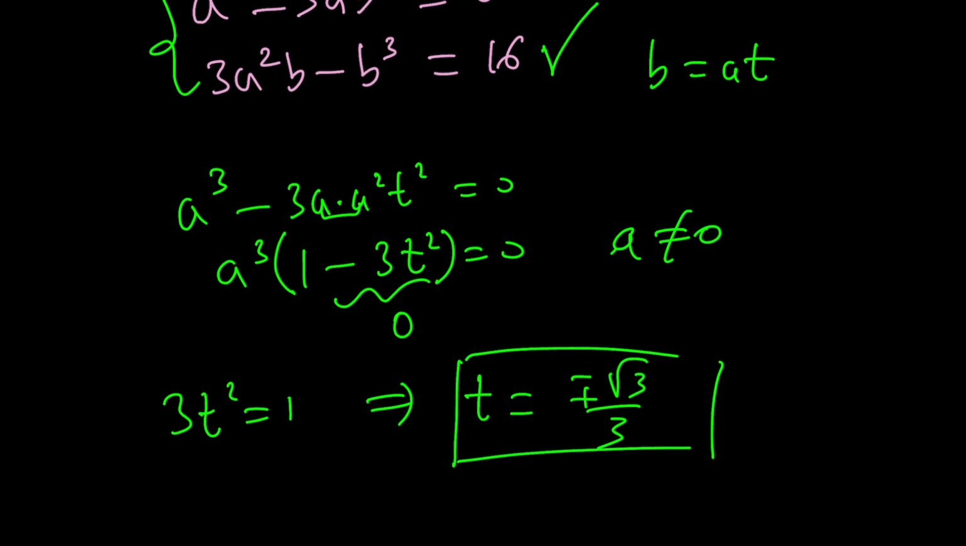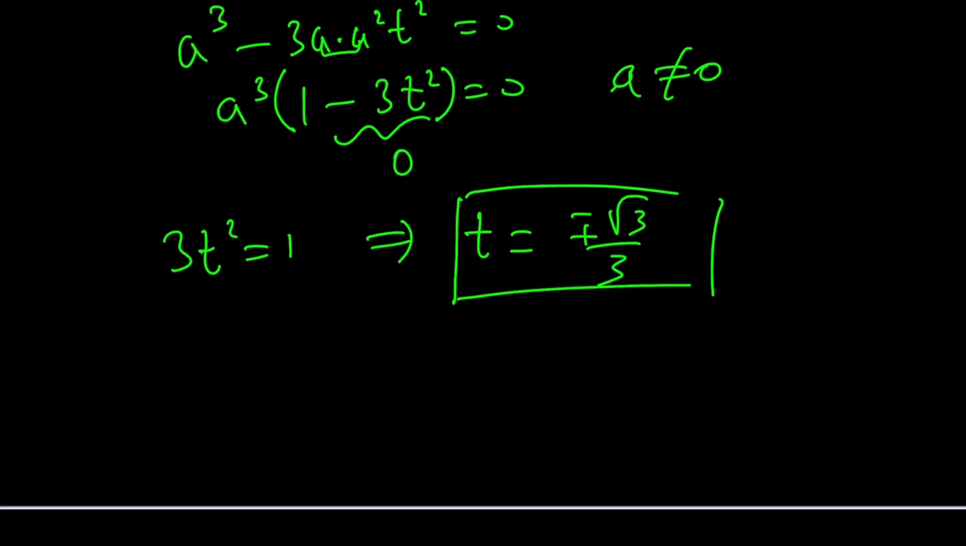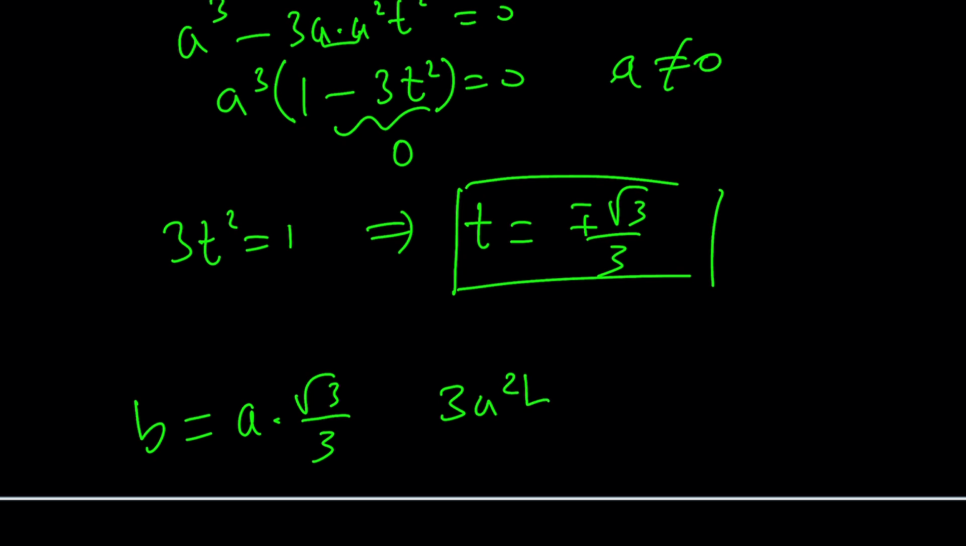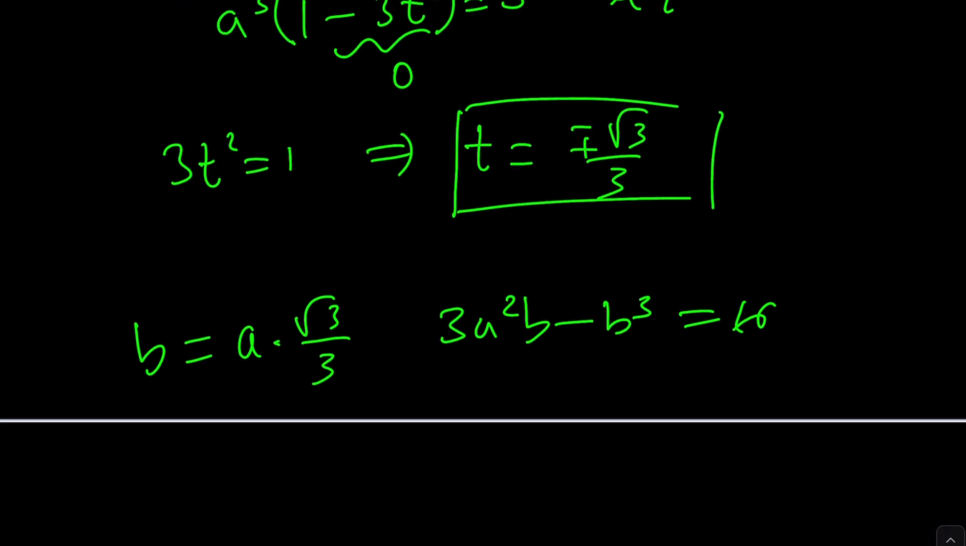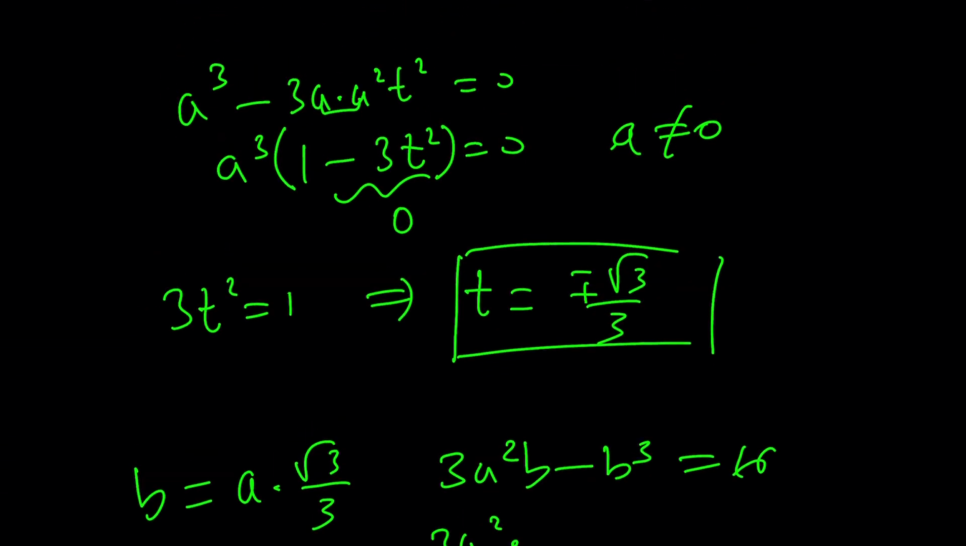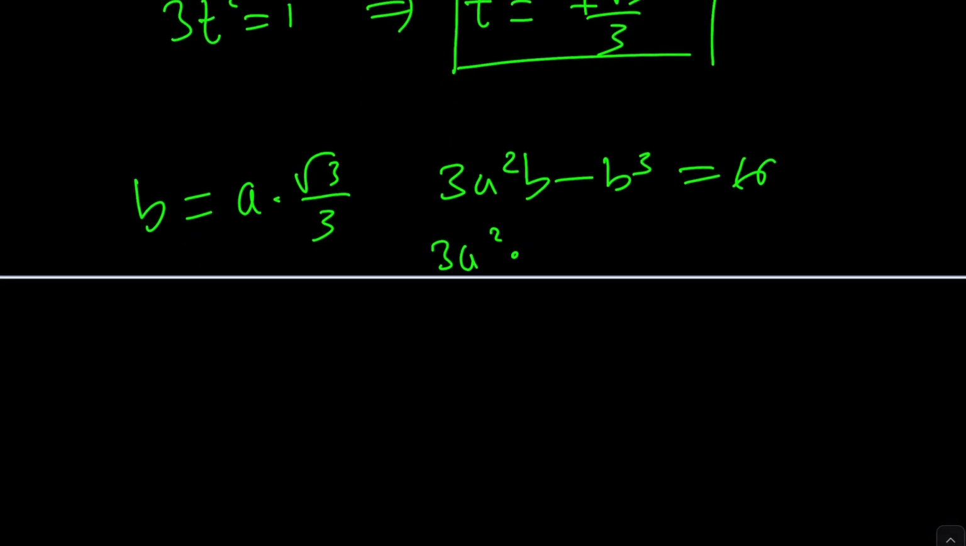That's my t. And what am I going to do with that? Replace t with that. So b is equal to, let's just use the positive one, so like this. And then, of course, you can plug it into the second equation: 3a squared b minus b cubed equals 16. Did I copy that right? And then replace b with that. Okay, never mind, I haven't used it.